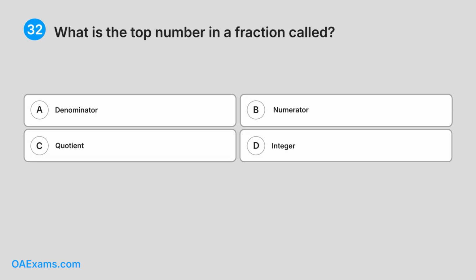32. What is the top number in a fraction called? A. Denominator. B. Numerator. C. Quotient. D. Integer. Do you know the answer?